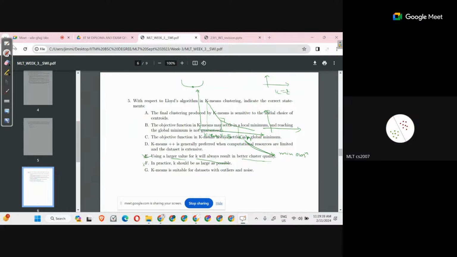We have to stick to that argument and answer this question, option F. So you are confused about option E or option F? Option E. In option E, using a larger value of k will always result. See, we are not talking about this optimum value.